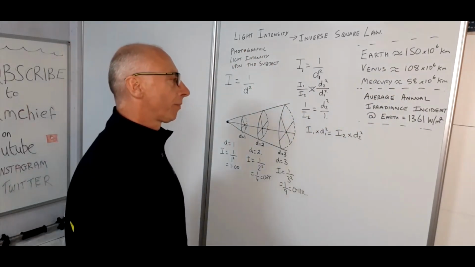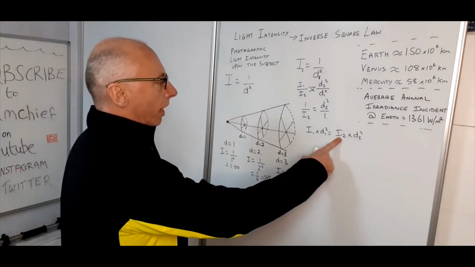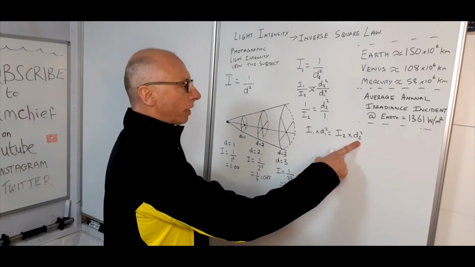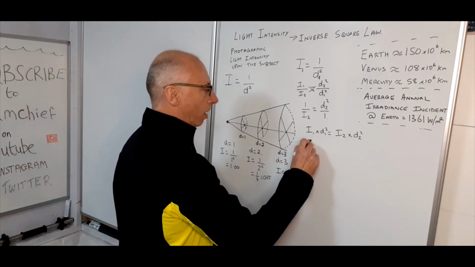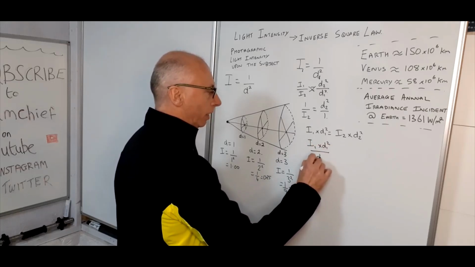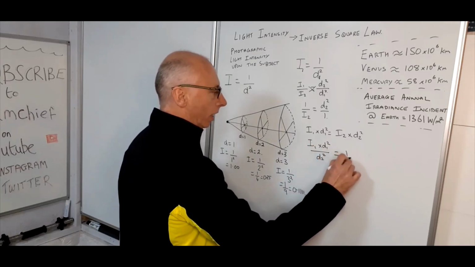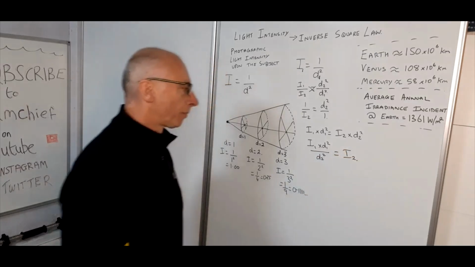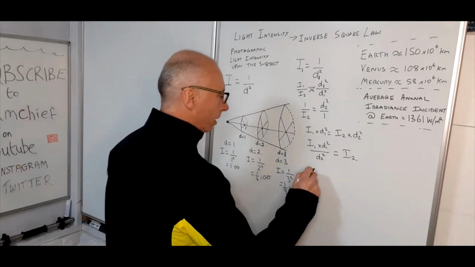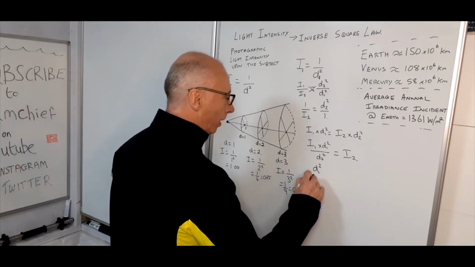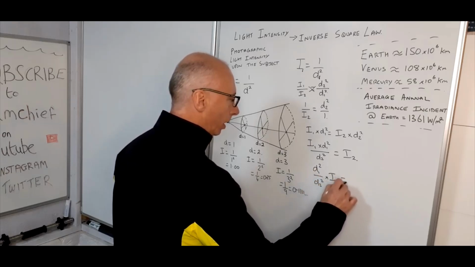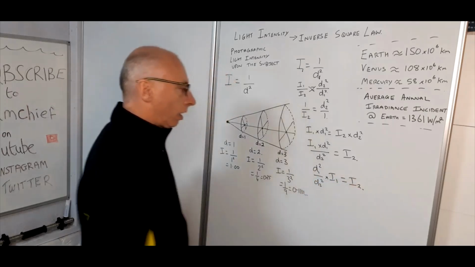circulation around the sun. So if we want to isolate, for example, the I2, we can just divide both sides by d2 squared. So we get I1 times d1 squared divided by d2 squared equals I2. And we can also take this I1 out of here and just call that d1 squared over d2 squared times I1 equals I2.